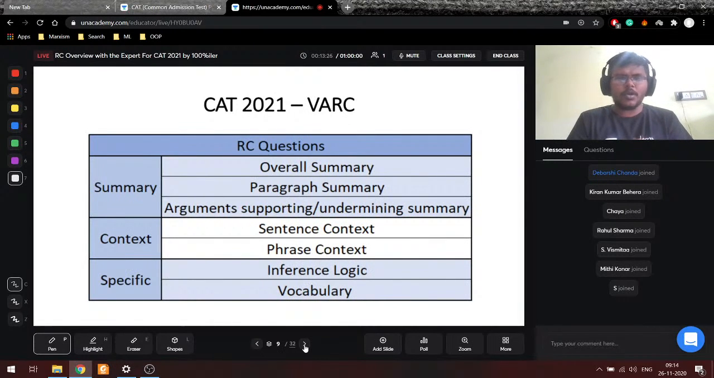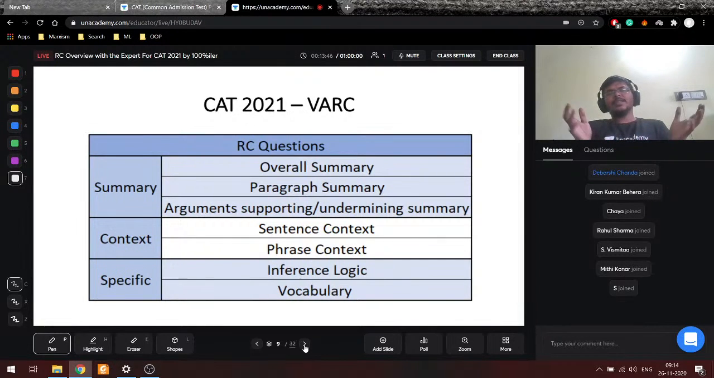So now let's talk about RC questions. They can generally be divided into three parts: one, summary; second, context; third, specific. In summary, the first two, overall summary and paragraph summary, might sound similar.